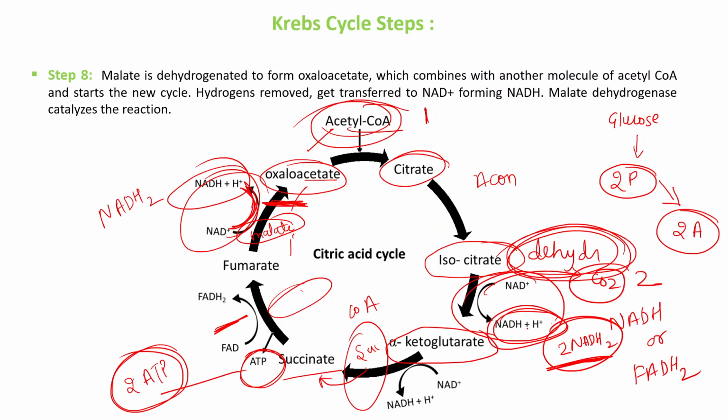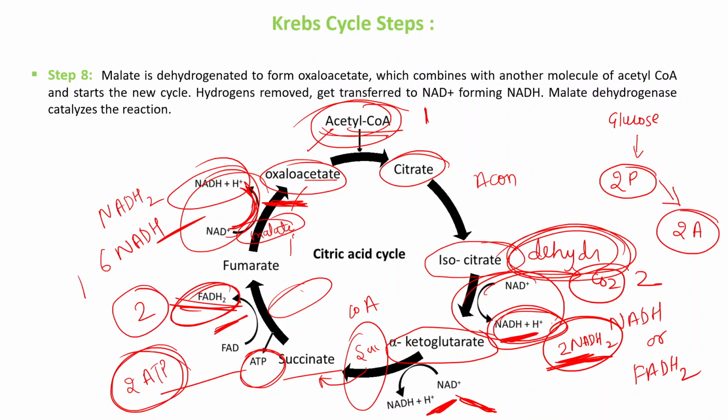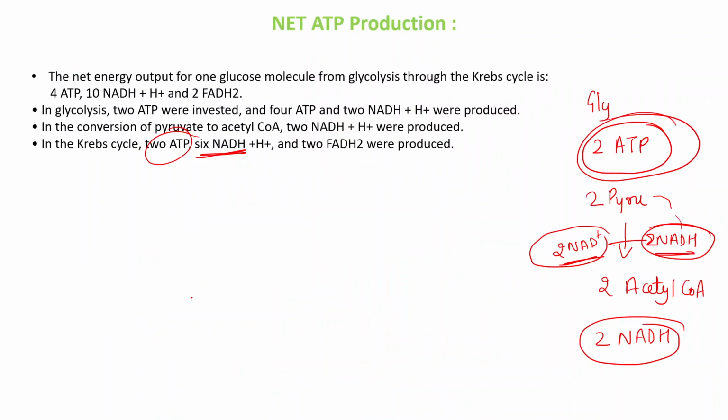Why 6 NADH? Let's see. So you will get 1 NADH here, or you can say it will get double. So 2 NADH here, 2 NADH here, and 2 NADH here. So total 6 NADH are here. And how many FADH2? 2 FADH2, since this cycle will occur 2 times. So total 2 ATPs, 6 NADH and 2 FADH2. Okay, so the net production is how many ATPs and how many NADH and how many FADH2.